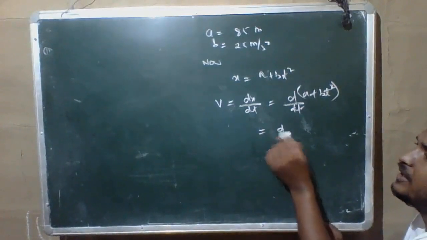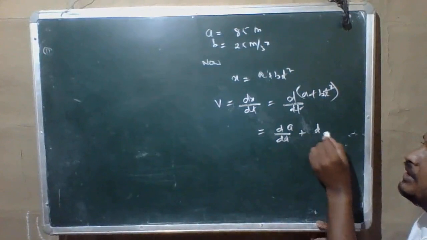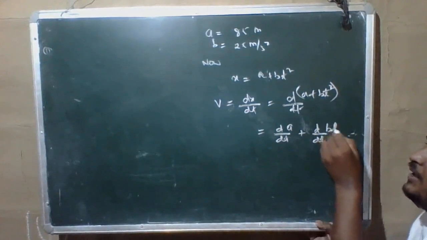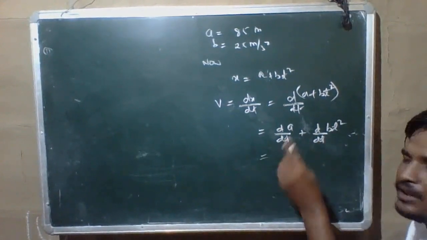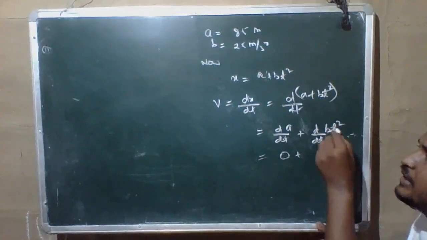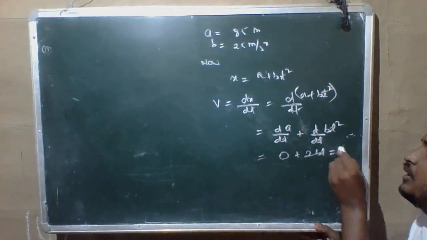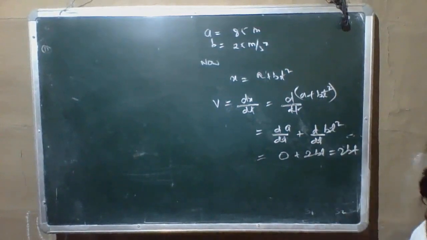Now, d by dt of a, separate it, plus d by dt of bt square will be there. Since a is a constant, this will be 0, and b is taken outside. If we differentiate t square with respect to time, it will be twice bt. That is equal to 2bt only. This is velocity, the velocity of the object.